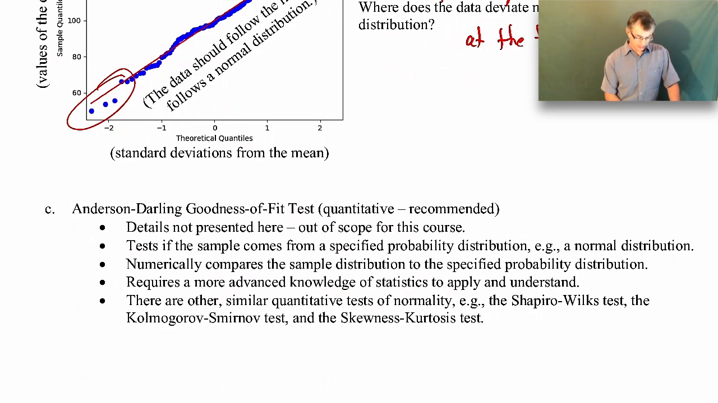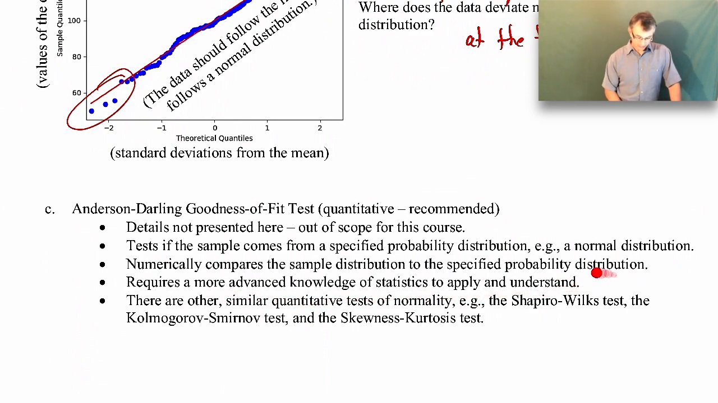One that's highly recommended is the Anderson-Darling test, named after the researchers back in the 1950s who came up with it. It's complex and heavy into the statistical stuff, so I'm not going to present the details here. It's out of scope. Basically, it checks numerically whether the sample data follows the expected normal distribution. It looks at the difference between the normal distribution and the actual data and does some quantitative calculations based on that.